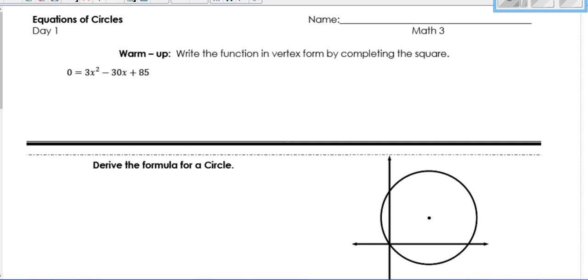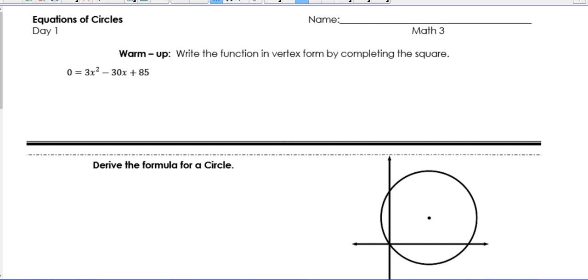Hi everyone. All right, so we're going to talk about equations of circles today. This is the first day, so we're just going to do kind of an introduction. Just to review, because we're going to need this later, the warm-up says write the function in vertex form by completing the square. So let's talk about it.